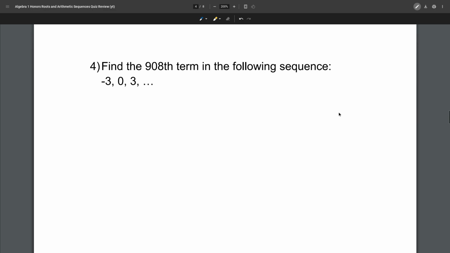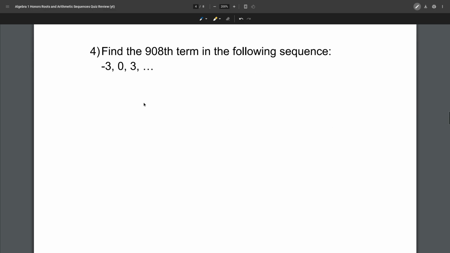Okay, problem 4, find the 908th term in the following sequence. So we go from negative 3 to 0, that's adding by 3. We go from 0 to 3, that's adding by 3 again, so this is an arithmetic sequence. We add by a constant amount, or sometimes you have these sequences where you take off by a constant amount.